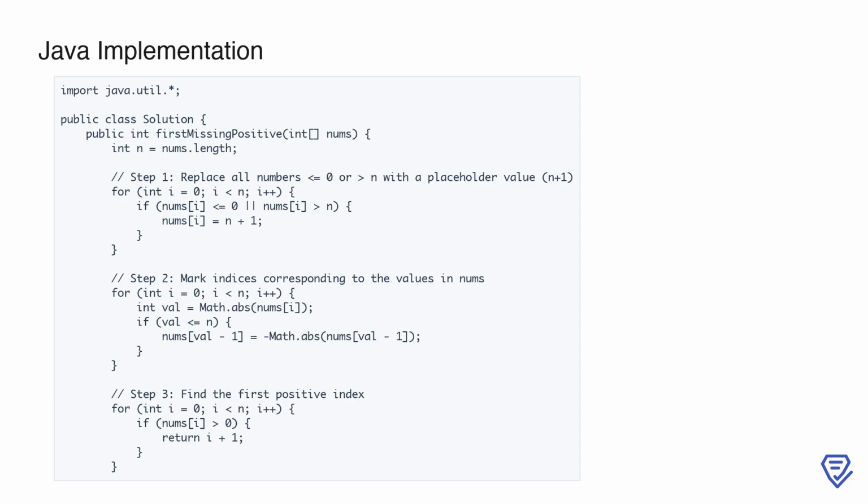Next, we iterate over the array again to mark indices corresponding to the values present in the array. For each value, we calculate its absolute value and check if it lies within the range from 1 to n. If it does, we mark the corresponding index in the array by setting its value to a negative number. This marking process helps us track which numbers are present without needing additional memory.